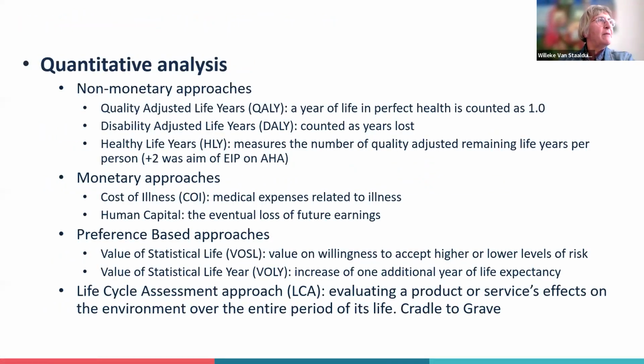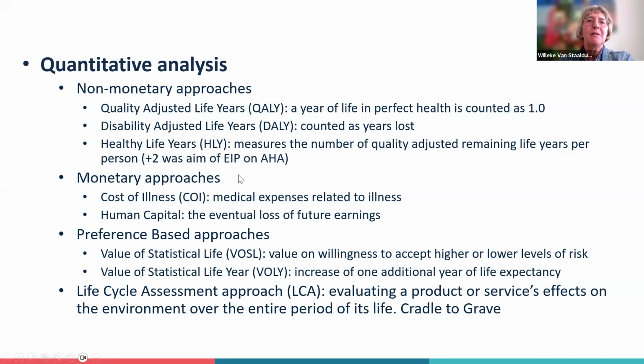To continue with the quantitative analysis, then you can make non-monetary approaches. For instance, that you define what the solution leads to the improvement of the quality adjusted life years, or it also can be the other way around, the disability adjusted life years, if we do, for instance, nothing. That is counted as years lost. And you can also work on the healthy life years. That is also one of the measures, the number of quality adjusted remaining life years per person.